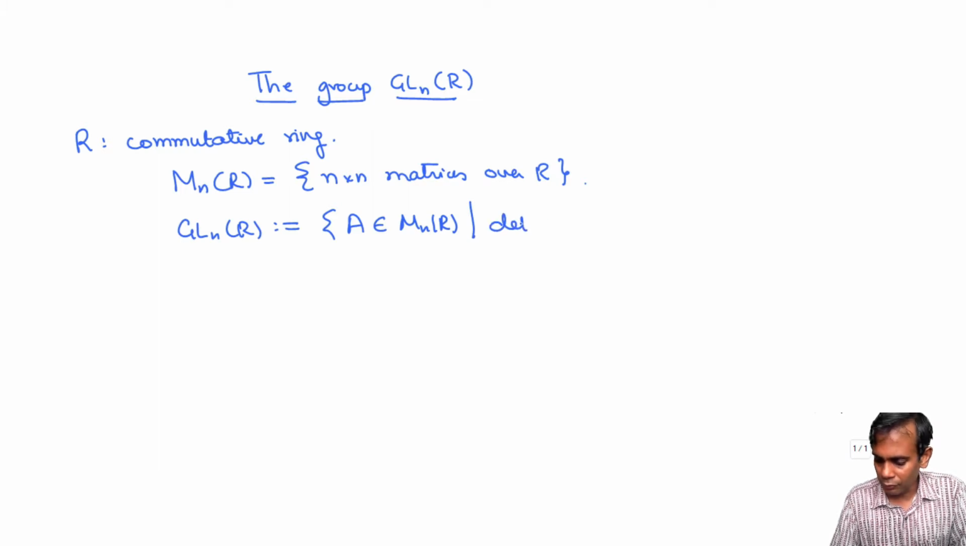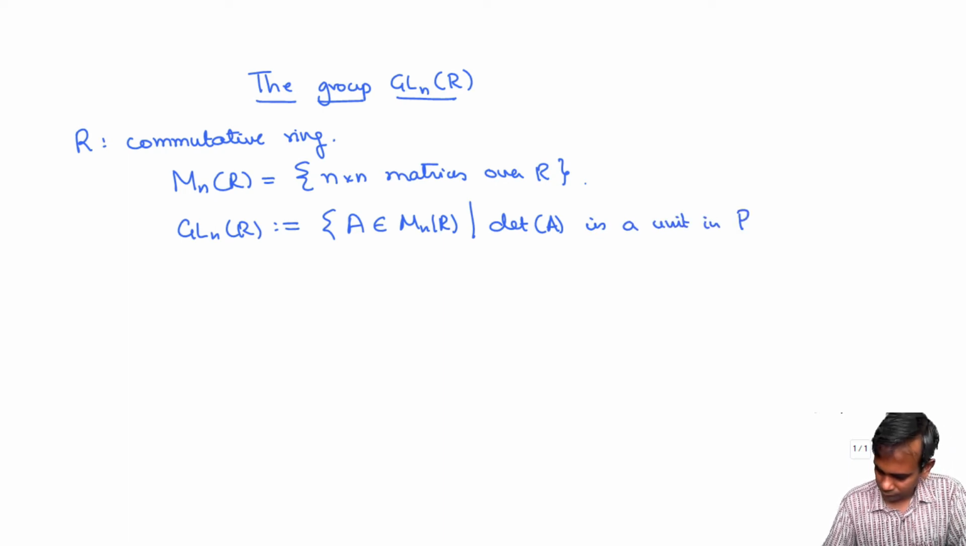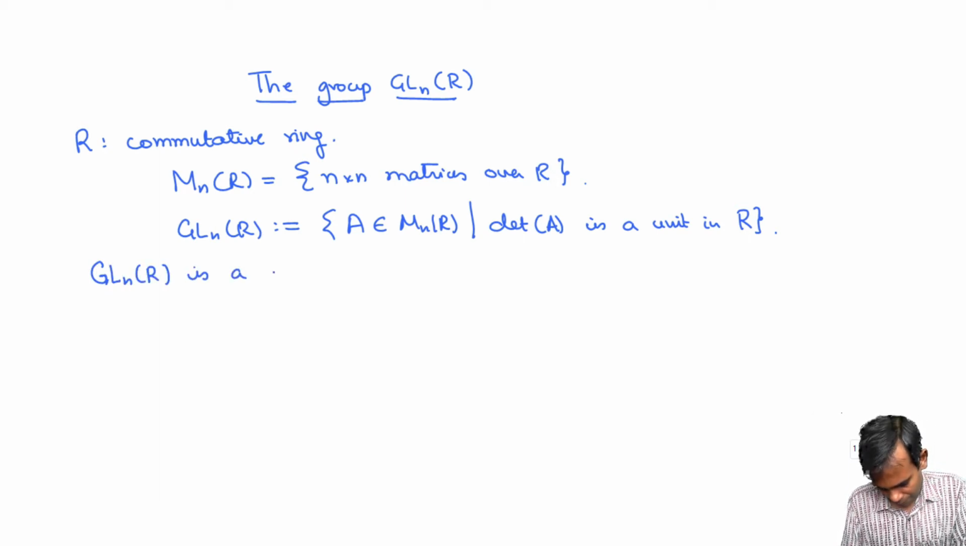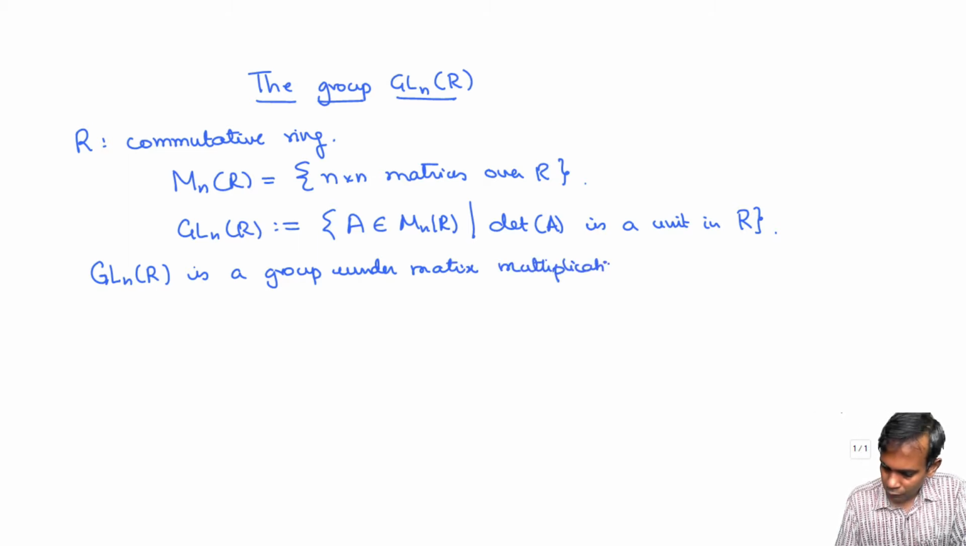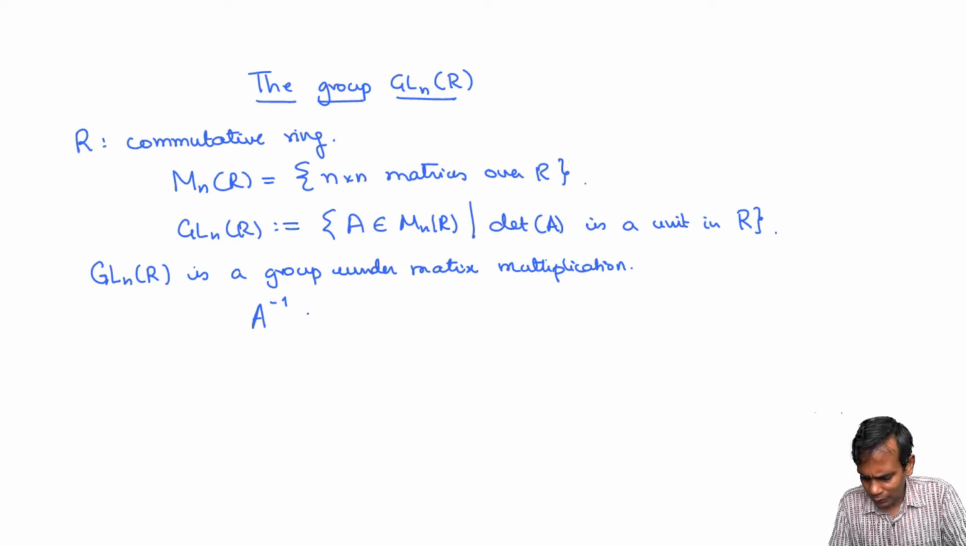such that the determinant of A is a unit in R. Now I claim that GL_n(R) is a group under matrix multiplication. We already know that matrix multiplication is associative, and the identity matrix is a unit for matrix multiplication. The only thing we need to know is whether a matrix whose determinant is a unit in R has an inverse or not. But for that, we can use the well-known formula for the inverse of a matrix.